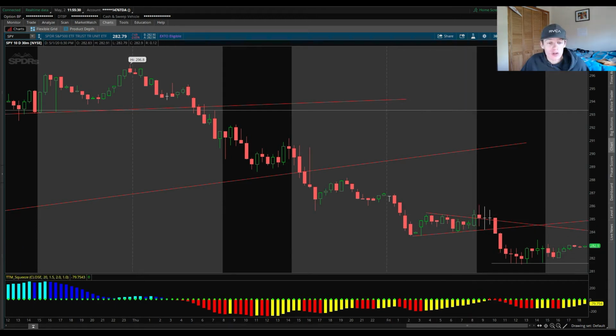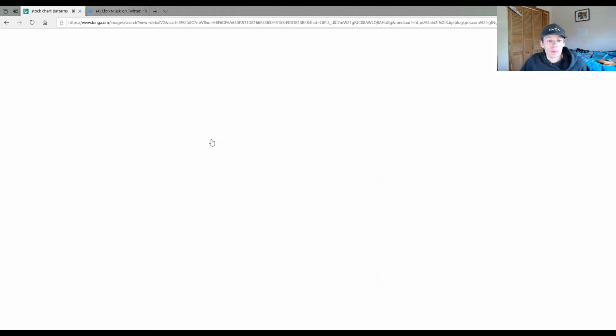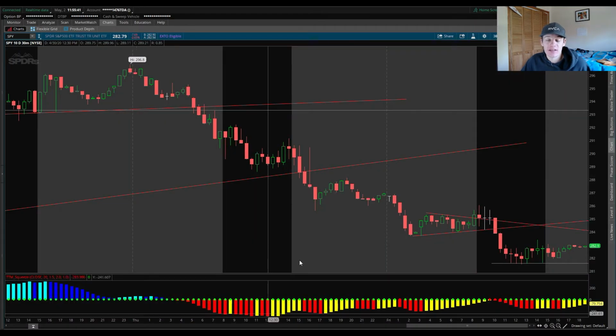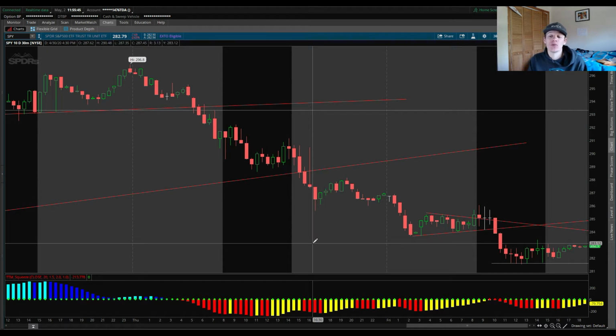If we go back to Google, we'll pull this one up. Look at this symmetrical triangle. You see it squeezes at the end and breaks to the downside. Now, to predict that break to the downside is not necessarily easy. You need to wait for confirmation. And when you get confirmation, it comes with strong volume, a candle closing below that trend line, and your indicators pointing to a downturn. I'm not pulling up the indicators just yet, but that's a whole other lesson that needs to be covered. I'm just focusing on the price action right now.